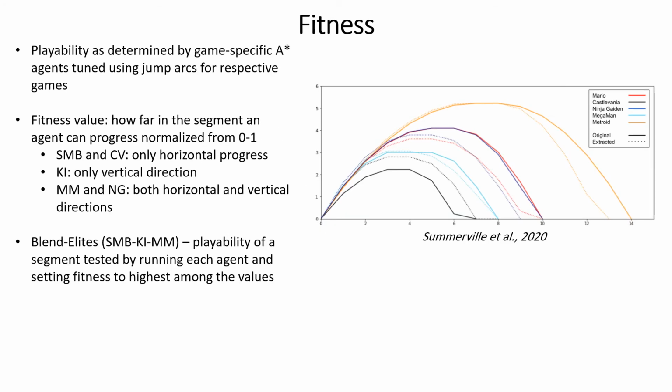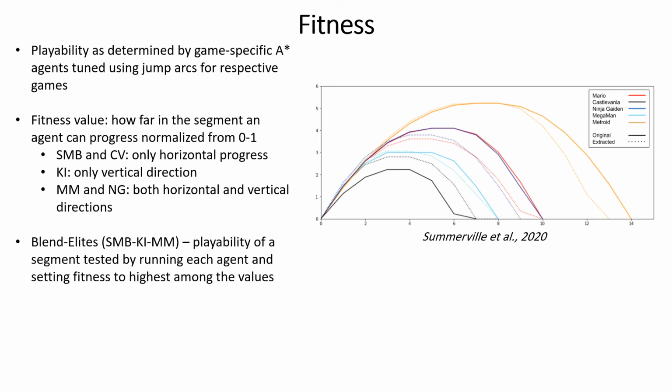For our fitness function, we use playability as determined by game-specific A-star agents tuned using the jump arcs for the respective games. These jump arcs were derived from prior work by Somerville et al. And the fitness value was how far in the segment the agent could progress, normalized between 0 and 1, where 1 indicates that the agent was able to fully traverse the segment using the jump arcs for that particular game. So the more progress that the agent made, the higher was this value.